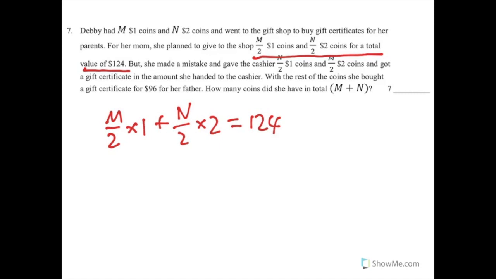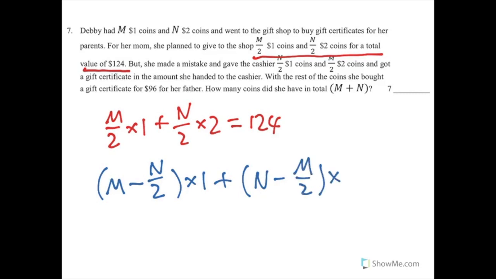And so how many coins did she have left? For the $1 coins, she had m in total, and then she spent n over 2 of those. And so she has this many remaining, and multiplying this by 1 gives us the value for the $1 coins. And similarly, for the $2 coins, we have m minus m over 2 times 2. And so this is equal to 96.